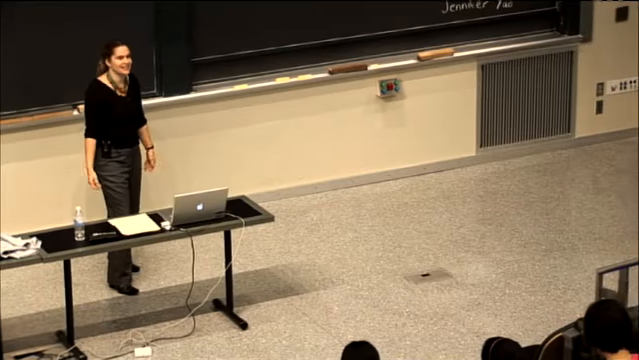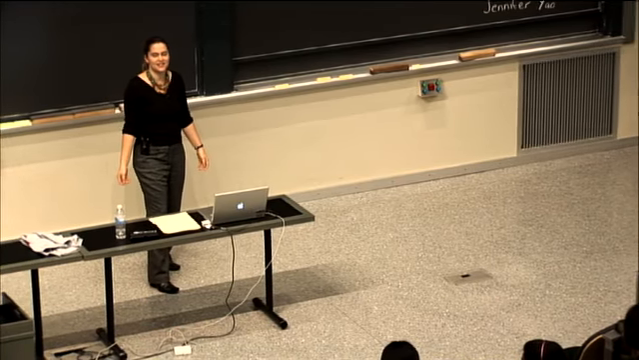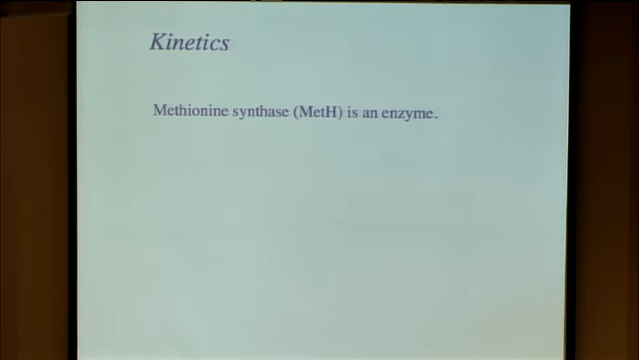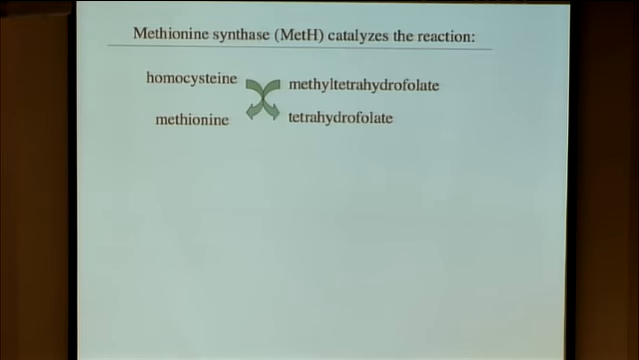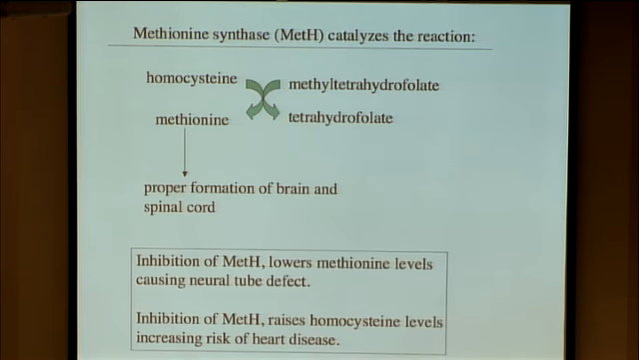So first, kinetics. This is easy. Methionine synthase, it's an enzyme. So what does this enzyme do? This particular enzyme converts an amino acid called homocysteine to another amino acid, methionine. It also converts another vitamin, a B vitamin, the methyl tetrahydrofolate form, to tetrahydrofolate. So this folate is one of your B vitamins.